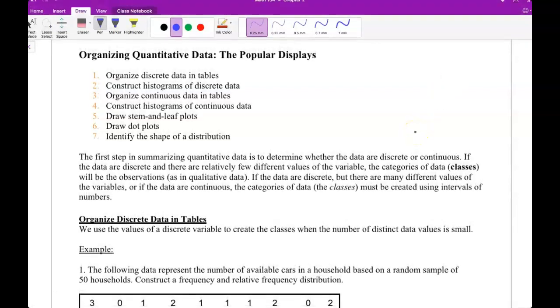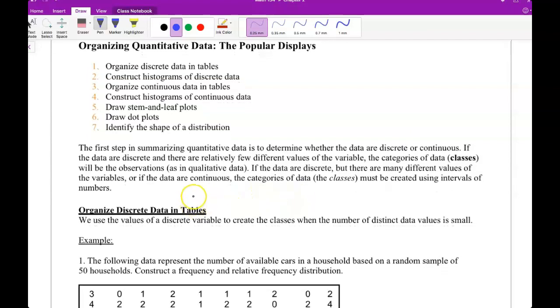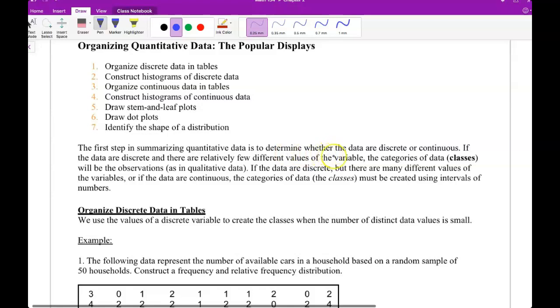Hello everyone. In this part we have quantitative data. The first step in summarizing quantitative data is to determine whether the data are discrete or continuous. If the data are discrete and there are relatively few different values of the variable, the categories of data, or classes, will be the observations. And so that was for when our data are discrete.